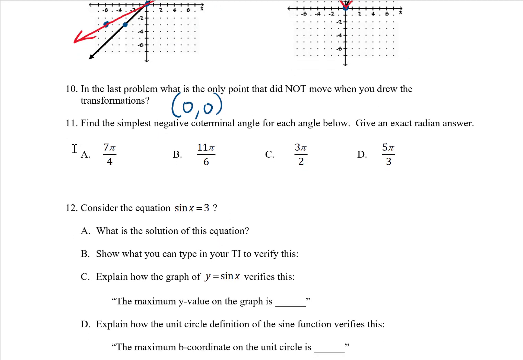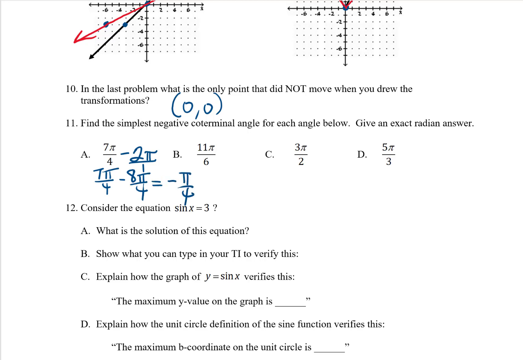Problem number 11, I'm looking for the simplest negative coterminal angle. These are all in radians, and we know that you can find coterminal angles by simply adding or subtracting multiples of 2 pi. So I just need to subtract enough 2 pi's until I get down in the negative area. Let's see, in this first example, I'll have to get a common denominator of 4. So that would be 7 pi over 4 minus 8 pi over 4. And that becomes negative pi over 4.